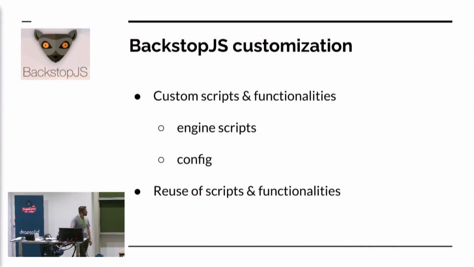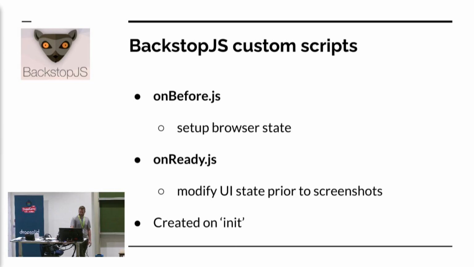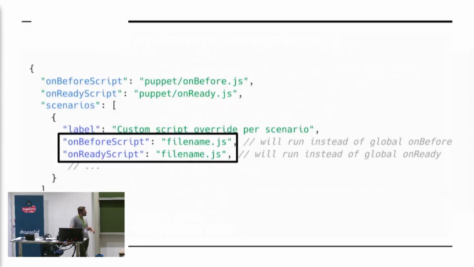Also, the configuration is customizable, of course. And we wouldn't be developers if we didn't reuse most of our functionalities or made some changes to automate some of the steps. And that's what we did at the VDAB, of course. So for example, the onBefore.js, pretty explanatory. It sets up the browser state before the request is made. So for example, it injects cookies in this script. I think there's an example.